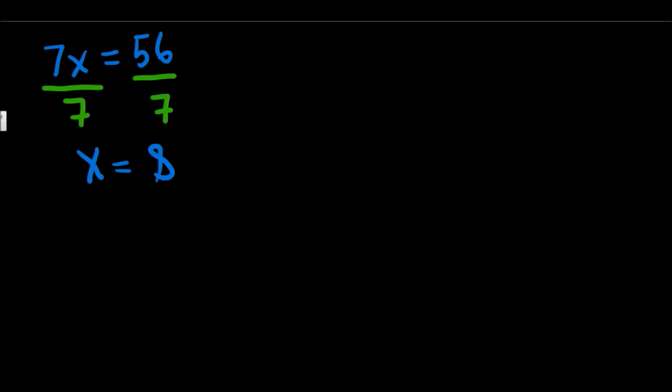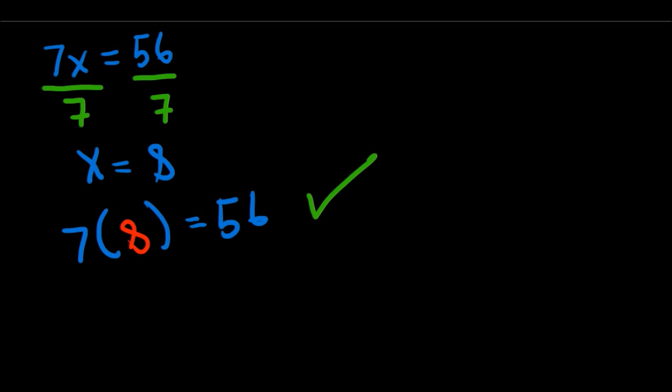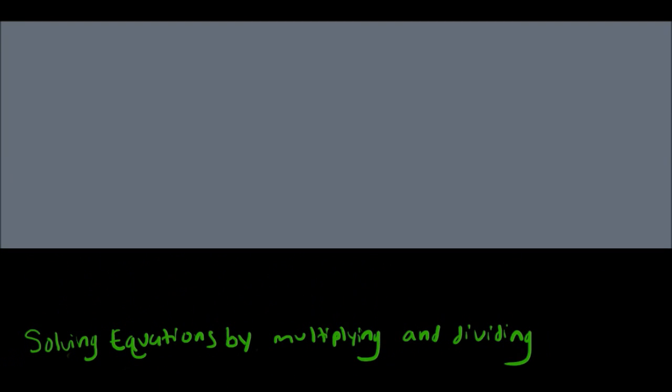You can check this answer by plugging the 8 back in for x. So 7 times 8 equals 56. And if you plugged in 7 times 8 on a calculator, you would see that that indeed does equal 56, so our answer is correct. Now let's look at another example of solving equations by using division.